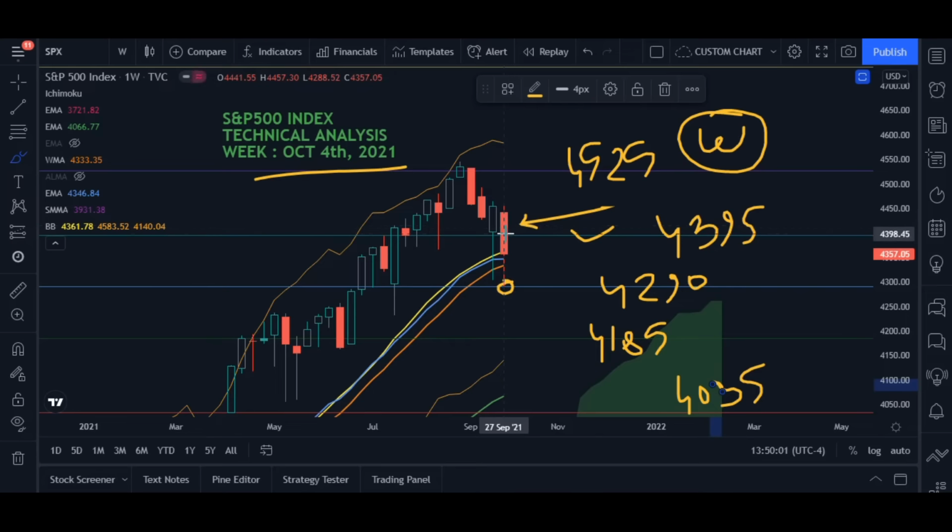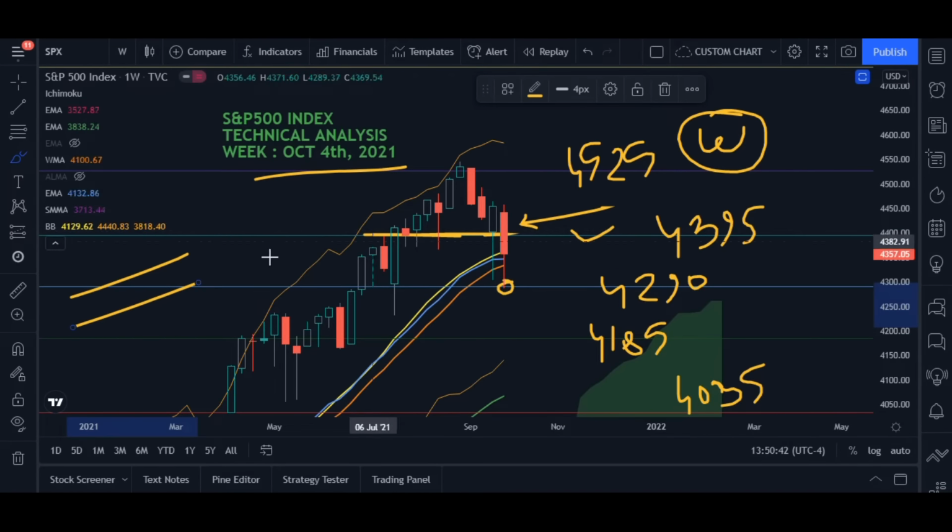So we were talking about this candle. It is a bearish candle, and it closed below this support, which is now going to act as resistance. 4395 is now going to act as resistance. Whenever the market rebounds in the coming week, it will find very heavy resistance here at 4395. This is also a confluence zone for the market, which is why it is going to act as very heavy resistance.